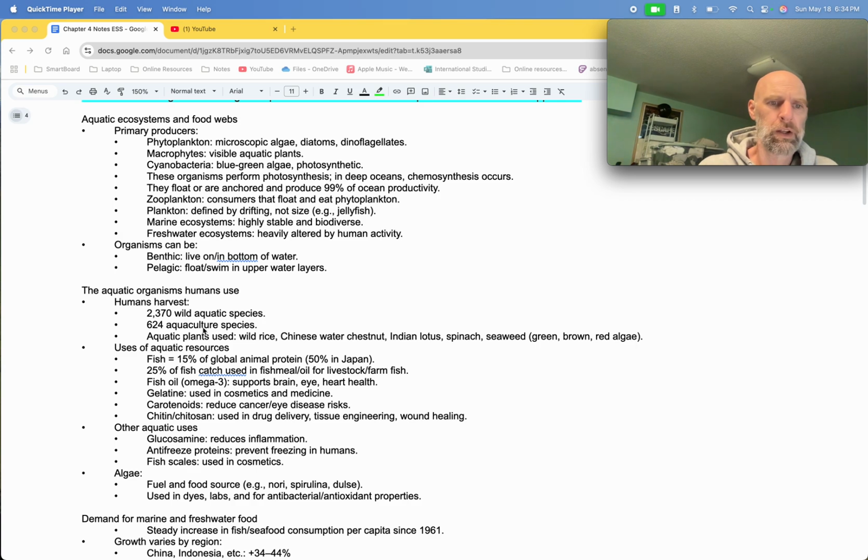So, uses of aquatic resources. Fish equal 15% of global animal protein, and 50% in Japan. You're on an island, you don't have a lot of land, so guess what? You're going to be farming those blue acres, going out there and grabbing some fish. 25% of the fish catch is used in fish meal and oil for livestock and farm fish. The parts of the fish that we don't eat, we still use. We feed it or use it for fertilizer.